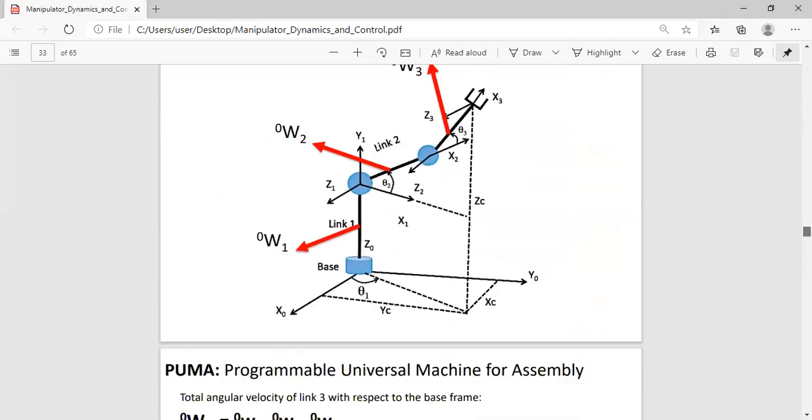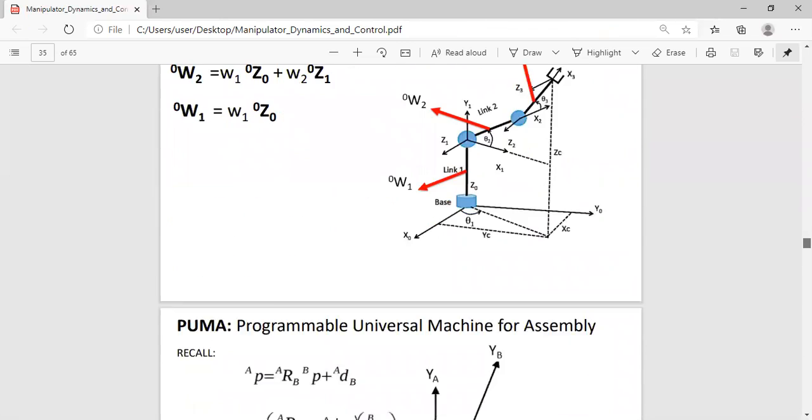And that is it, guys, regarding PUMA robots.